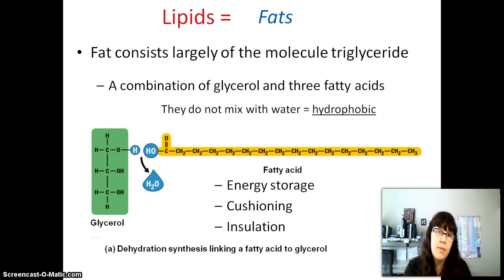Lipids are also known as fats, and they consist largely of triglycerides. A triglyceride has a glycerol molecule that's been attached to 3 fatty acids, so it looks like a letter E, like this. The fatty acids can be quite variable, and between the carbons in the fatty acid you have lots of bonds, and the energy that your body can use is stored between those bonds. Fats are also used for cushioning and insulation.